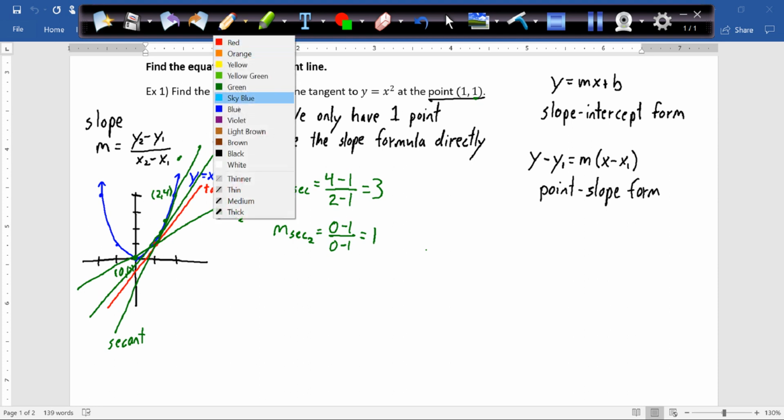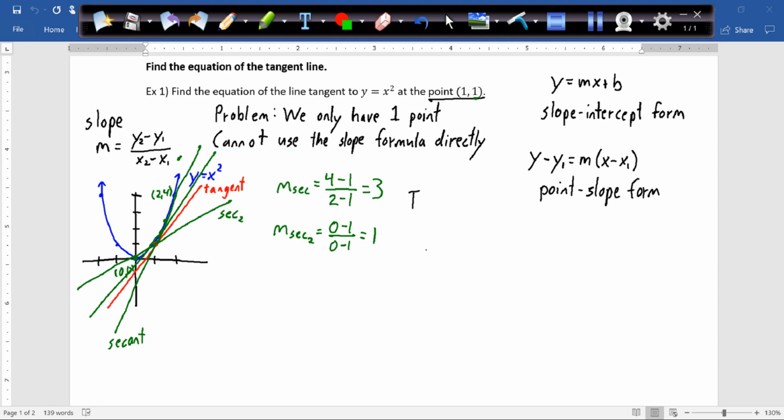Let me write that down. We move the second point of the secant line closer to the original point that we have. The secant line becomes closer to the tangent line.